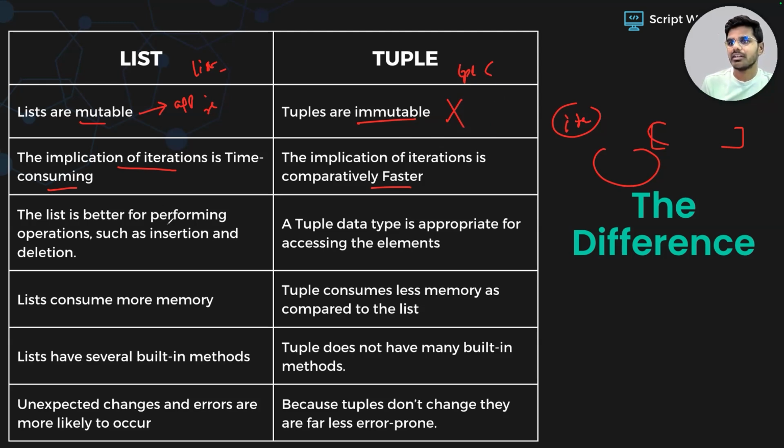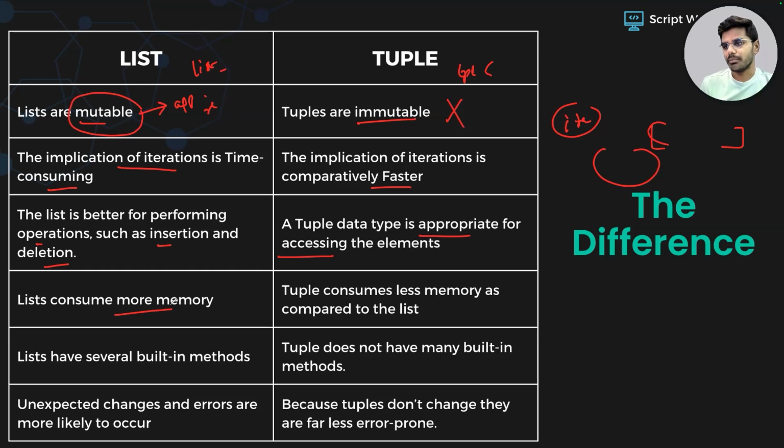List is better for performing operations such as insertion and deletion. As we know, mutability allows us to add and remove elements, whereas tuple is very inappropriate for adding or removing the elements except accessing the elements. So if we have a case for just accessing the element, then we will use tuple as our appropriate solution, whereas list if you want to make any changes.